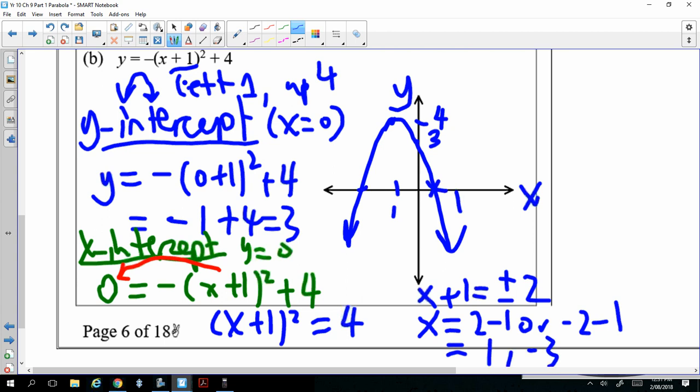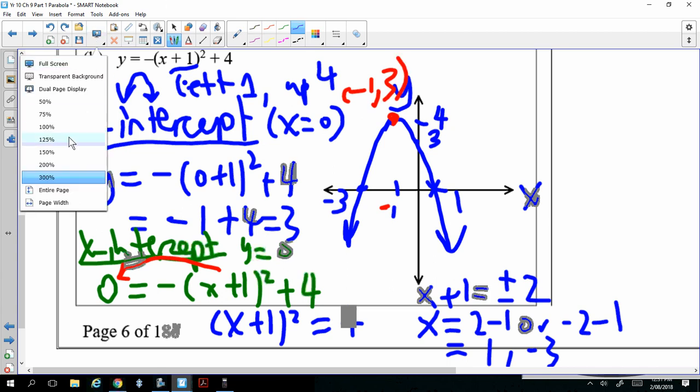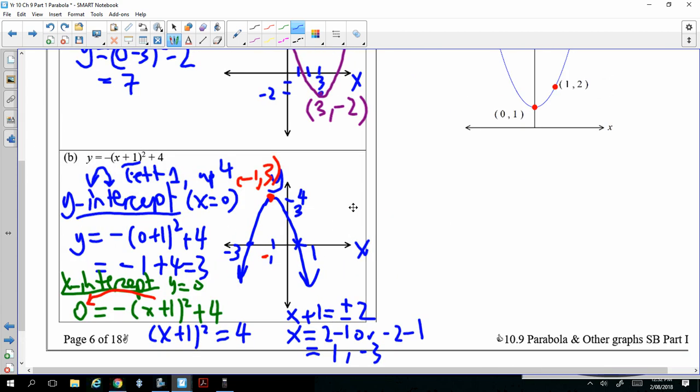Okay, so the parabola is complete, showing the y-intercept, x-intercept, and the vertex, which I forgot to label. Labeling the vertex -1, 3. Actually, -1, 4, sorry. Let's undo. -1, 4 is the vertex.